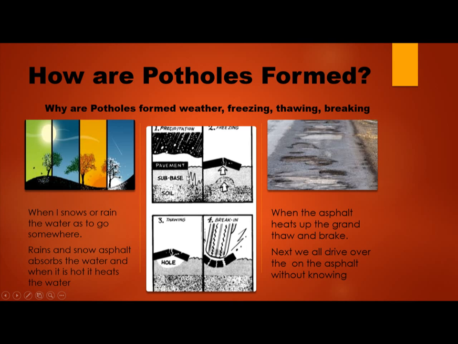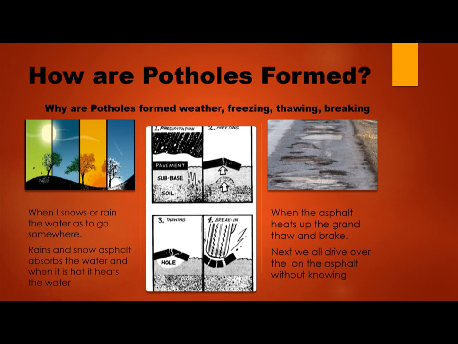The subbase is the chemicals that the pavement or asphalt is made of. And then eventually, when it gets down to the soil that the asphalt is laid on, then you have what's called the freezing, which is number 2 on the right top. Freezing means that when it snows, the ground shifts up, as you see in that example with the arrows.